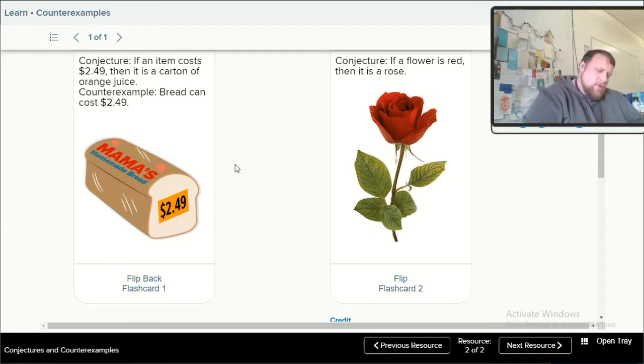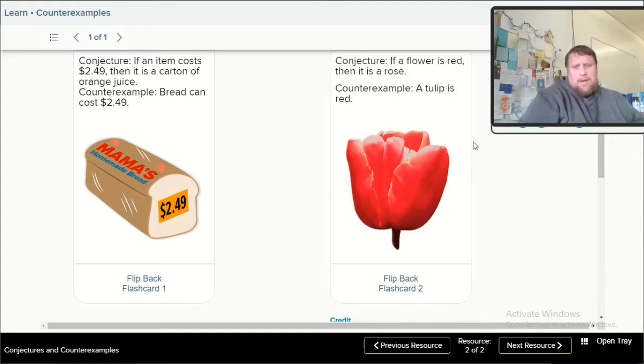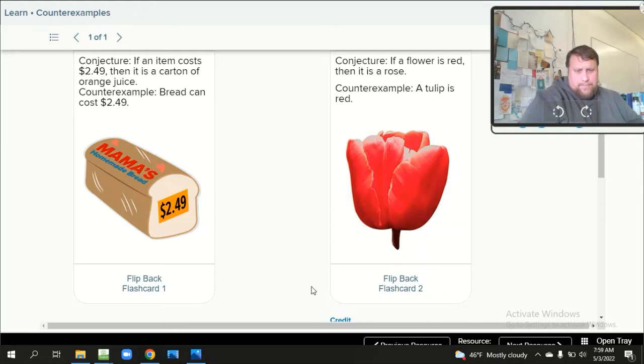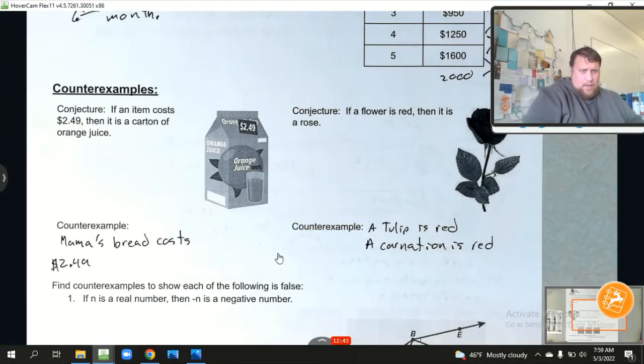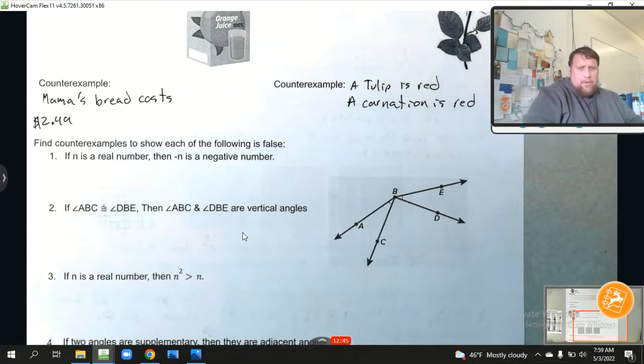How about this? The conjecture, if a flower is red right here, then it is a rose. Well, is that the only red flower out there? No. How about this one? It's a red tulip. So the counterexample could be a tulip is red. Or we could even say, how about this? A carnation is red. Or red carnations, right? Lots of flowers that are red you can put in there. So clearly we can prove that wrong. So you'll see I just put those in there. Now we're going to go down to this.